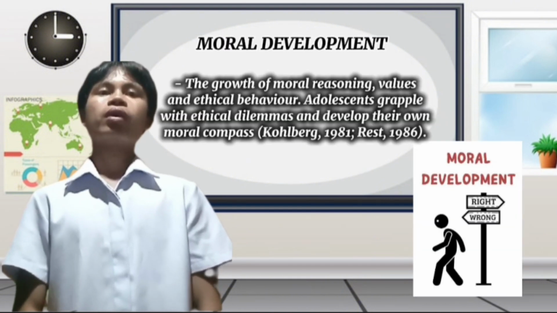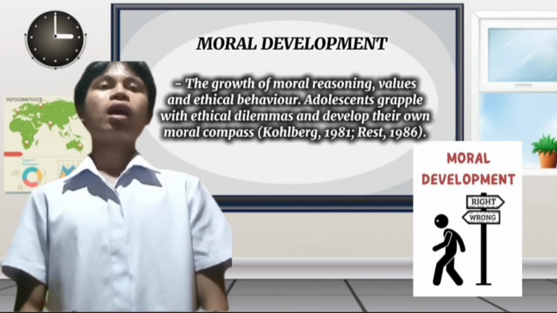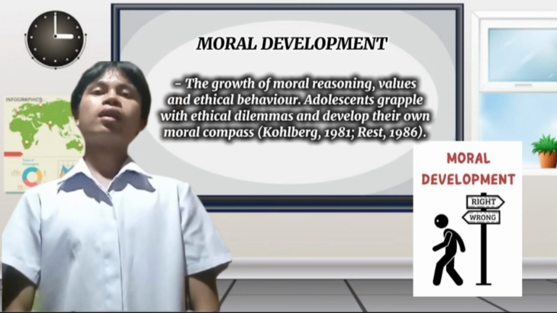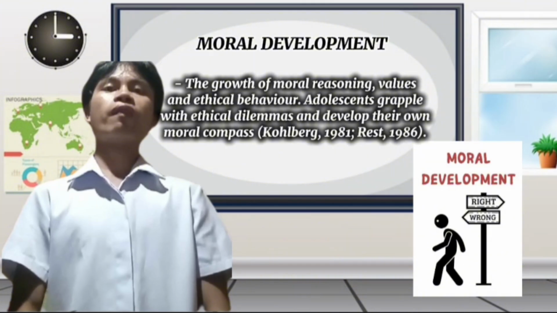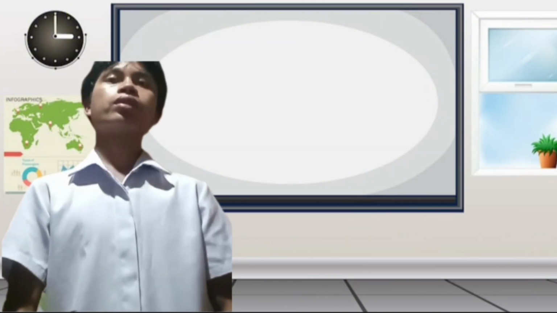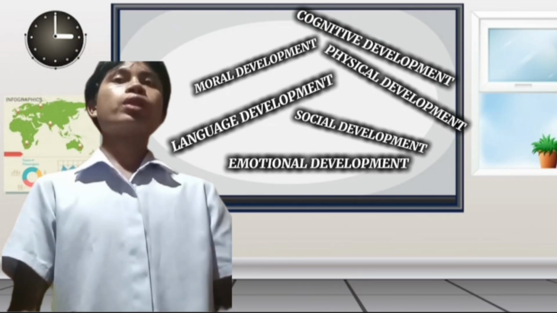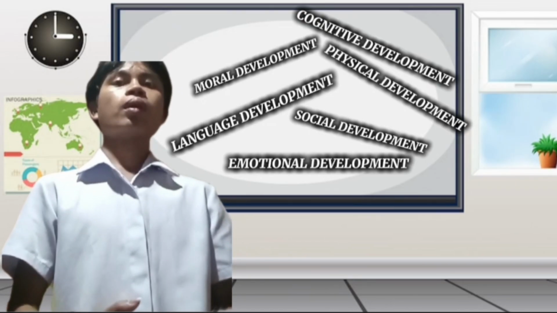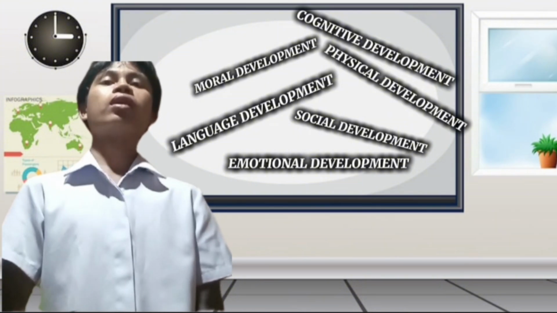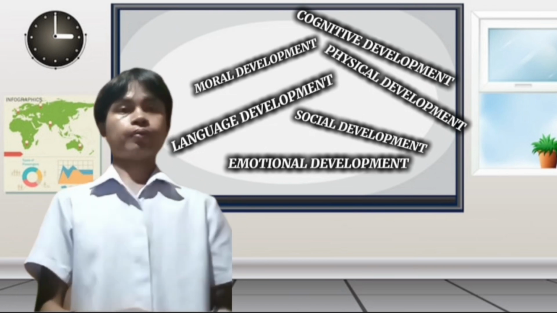Moral development is the growth of moral reasoning, values, and ethical behavior. Adolescents grapple with ethical dilemmas and develop their own moral compass. So that's the definitions of social development, moral development, emotional development, language development, cognitive development, and physical development.